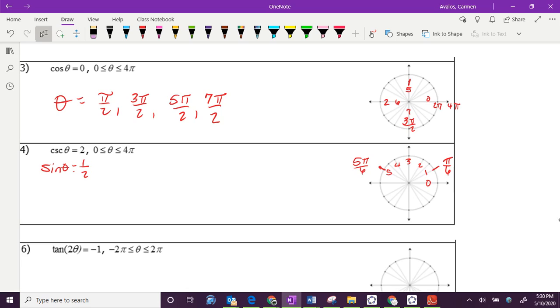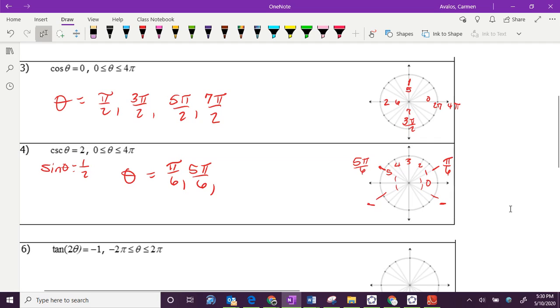But that's only going to be once, because I know that it can't be here and it cannot be there, because this one has a 30 reference. This is 30, this is 30, that is 30. But it can't be here because the cosecant is going to be negative here and negative here, and we want it to be a positive 2. But it's to 4 pi, so theta is not just going to be pi over 6. It's also going to be 5 pi over 6.